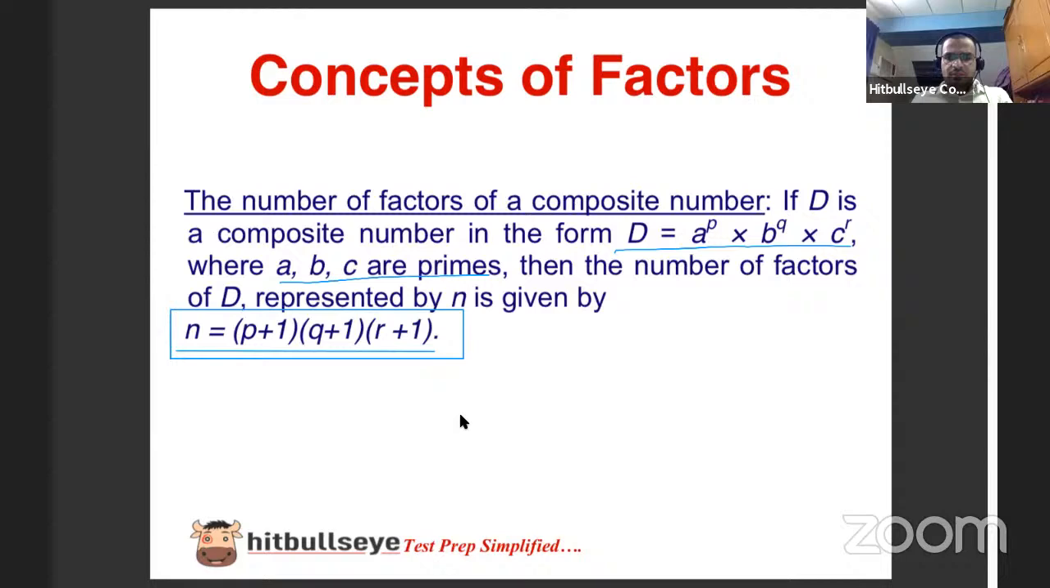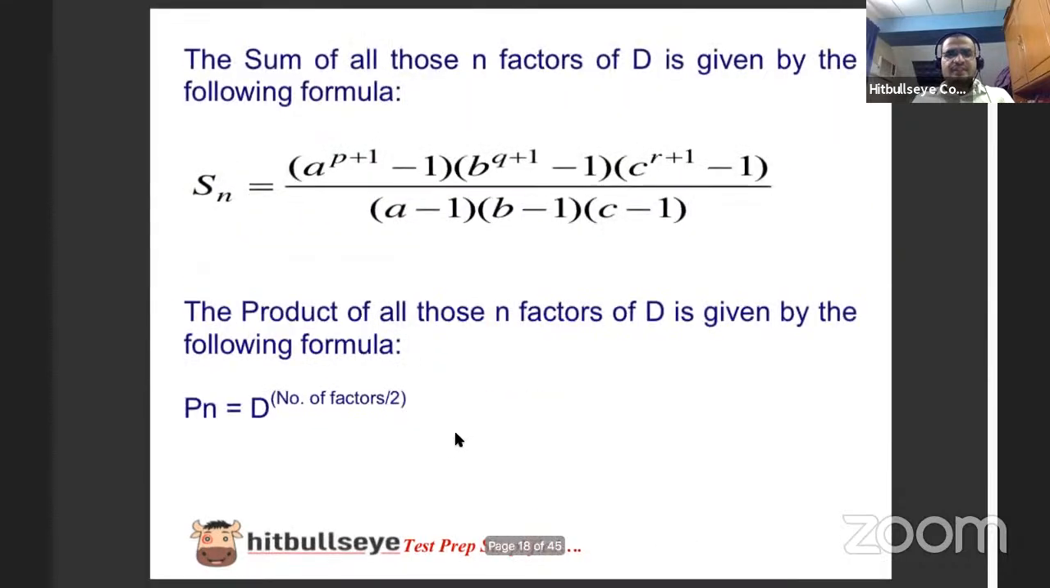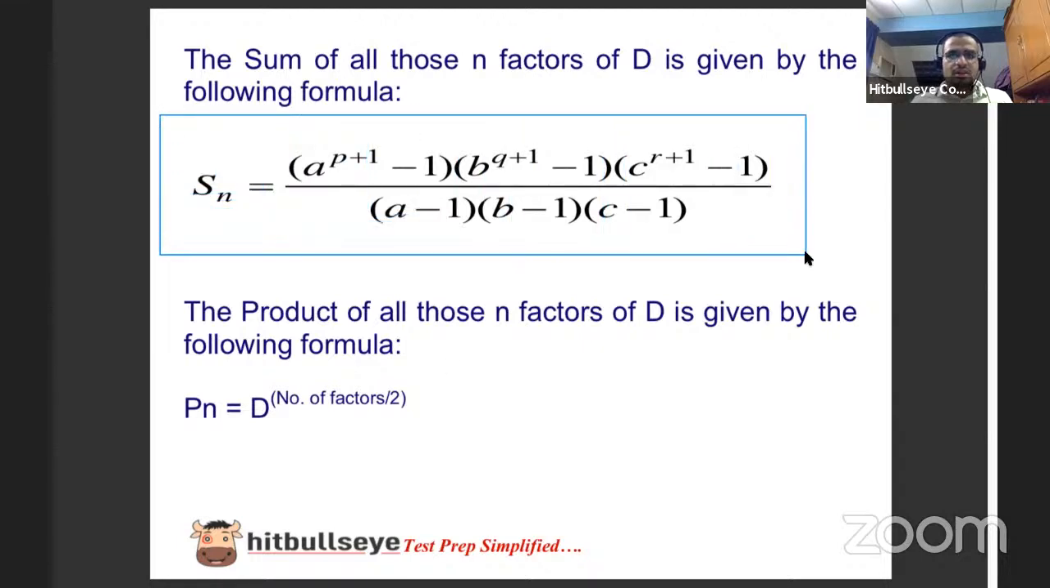Okay, let's proceed. Let's go one stage up. When we are saying the sum of all those n factors of d, it is given by this formula. We have Sn, which is the sum of all the factors. It is given by a raised to the power p plus 1 minus 1 into b raised to the power q plus 1 minus 1 into c raised to the power r plus 1 minus 1, divided by a minus 1 into b minus 1 into c minus 1.